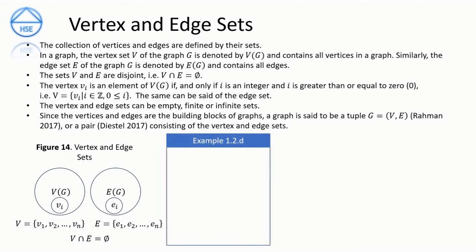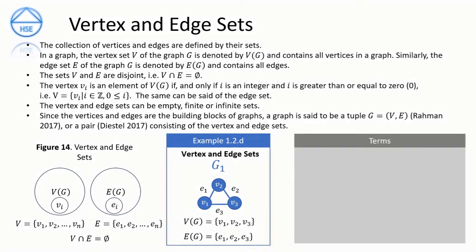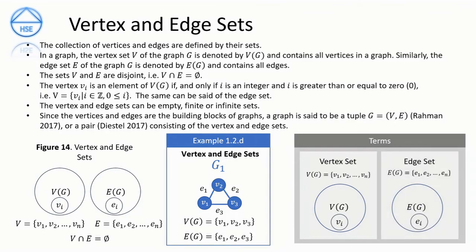Example 12d shows the vertex and edge sets for a simple complete graph G1. G1 has 3 vertices and 3 edges annotated in their respective sets. On this slide, we've covered 2 important terms, the vertex set and the edge set, shown in the grey term tiles to the right of the slide.